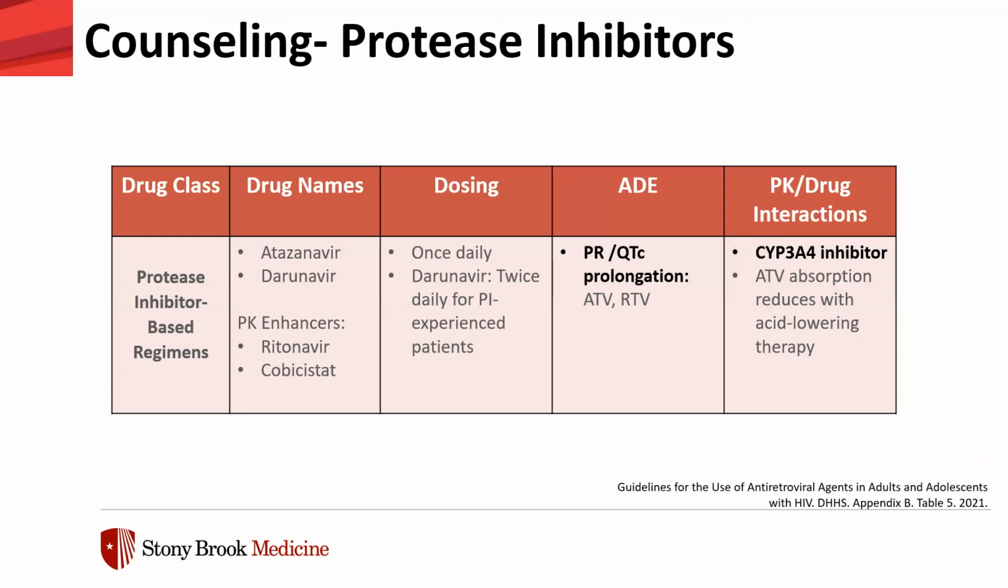Now transitioning to talk about our protease inhibitors. So our protease inhibitor-based regimens include atazanavir or darunavir, plus either ritonavir or cobicistat. Major side effects with protease inhibitors are cardiac effects. So atazanavir and ritonavir have been noted to have PR or QTc prolongation. And protease inhibitors are major CYP3A4 inhibitors. So anytime we're seeing protease inhibitors in a patient's HIV regimen, it may be influential to look for some drug interactions.